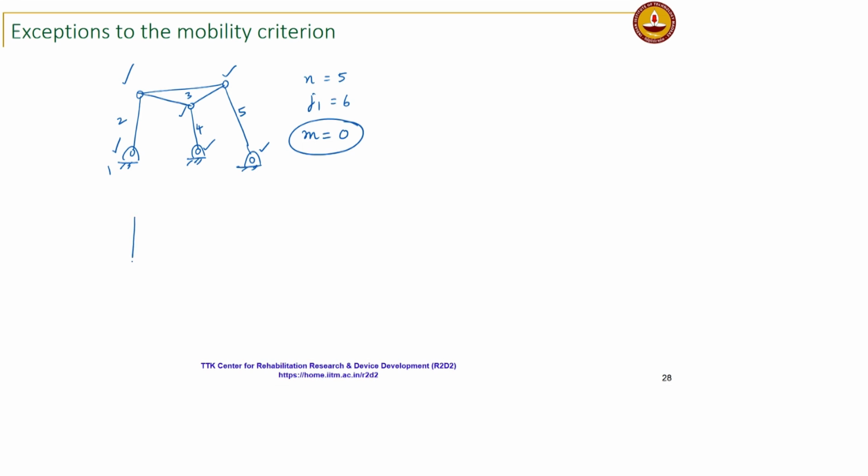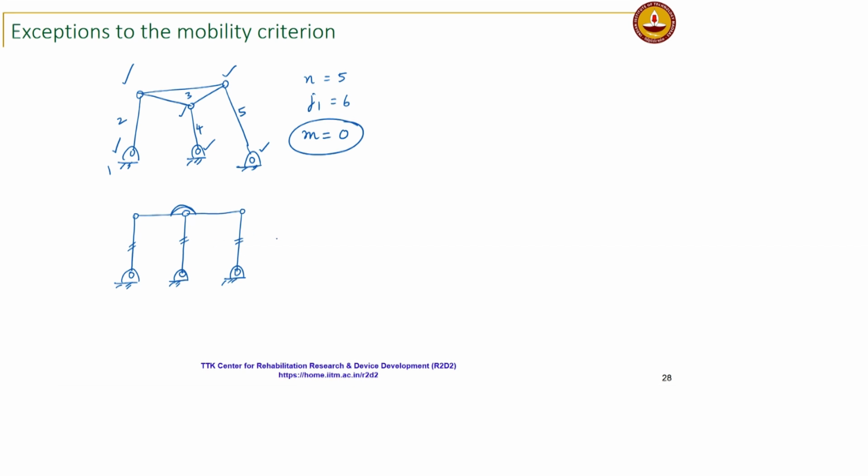So, I make these links equal. Okay, I change the form of the mechanism. I make these links equal. This would be one link. Now, what happens? I can actually move this mechanism, right.